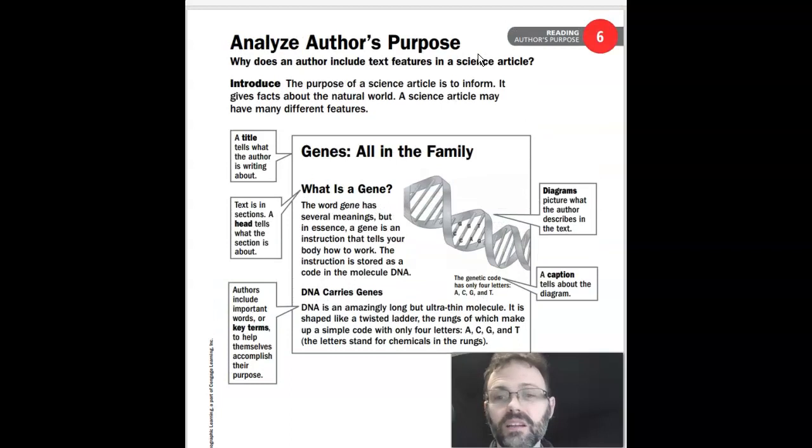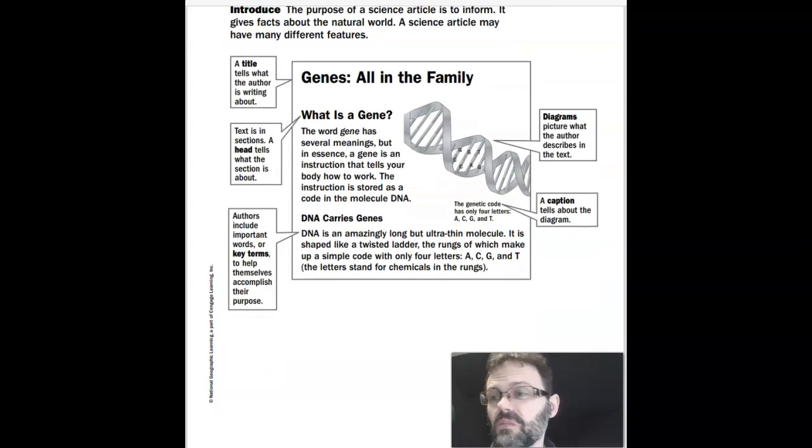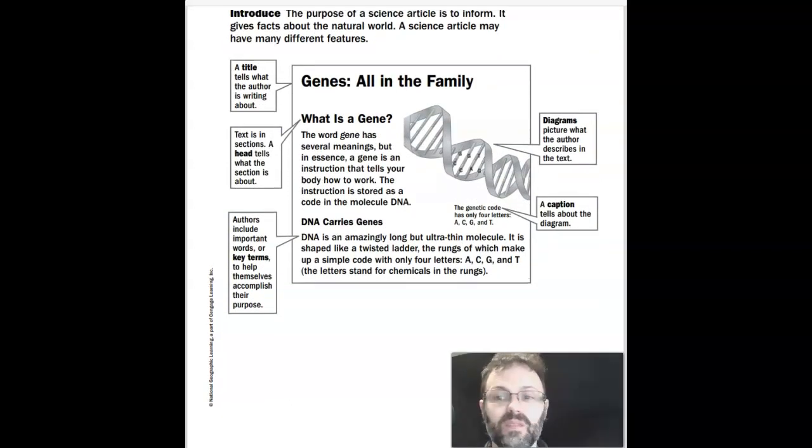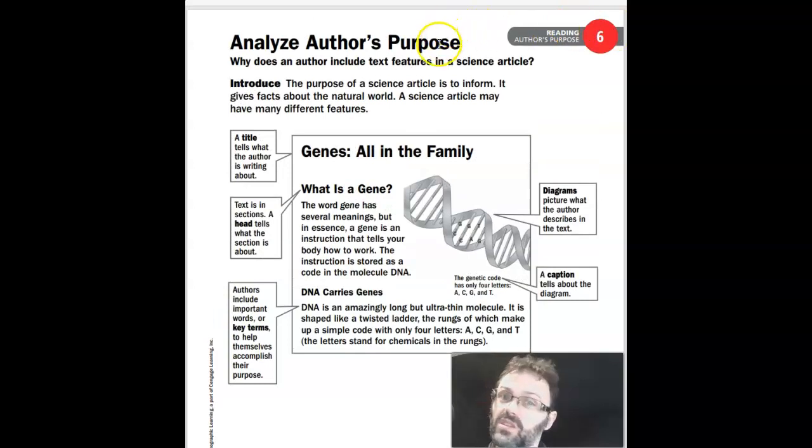So if you're eating, what's your purpose? Well, you're probably hungry. Why would you eat? Because you're probably hungry. What's your purpose? What reason? We're going to analyze the author's purpose. So when an author writes something, they make choices about text features to include, such as titles, or section heads, or key terms, or they include diagrams, or maybe they include captions.